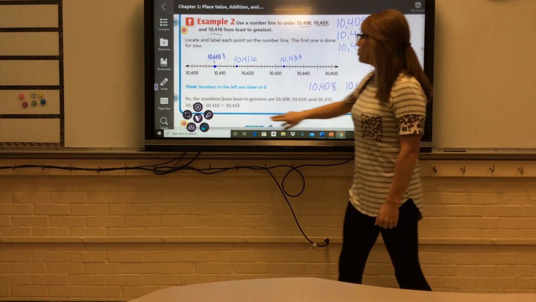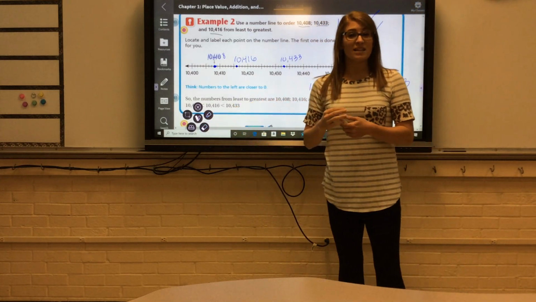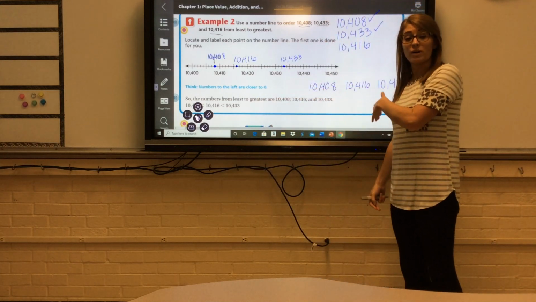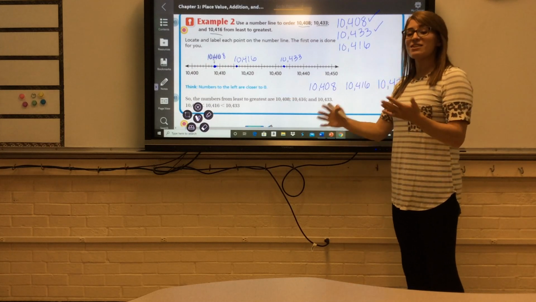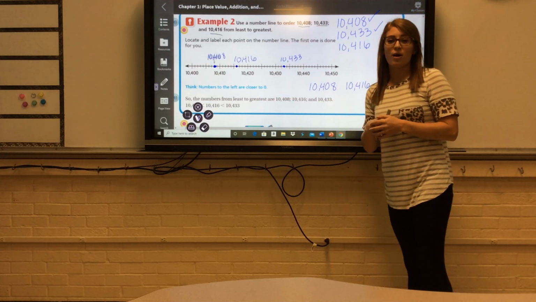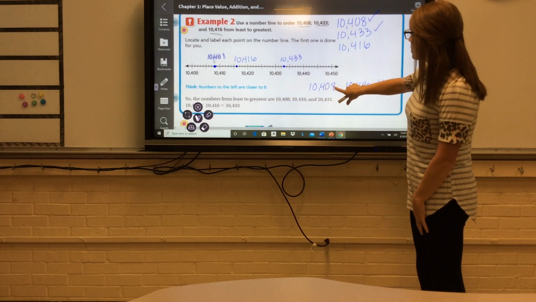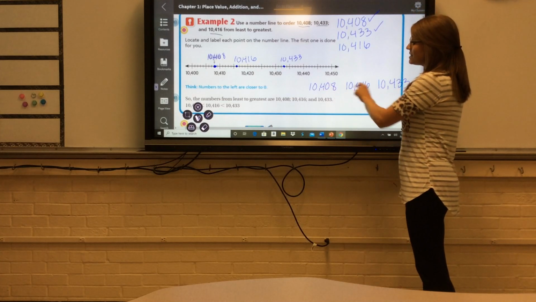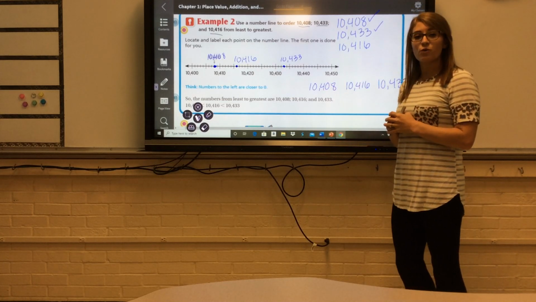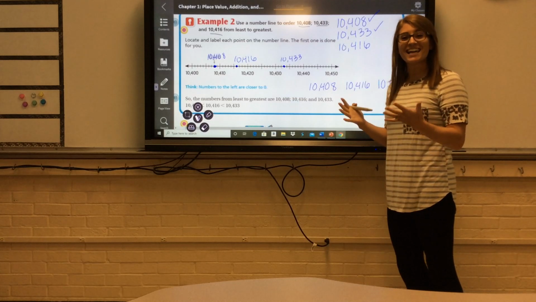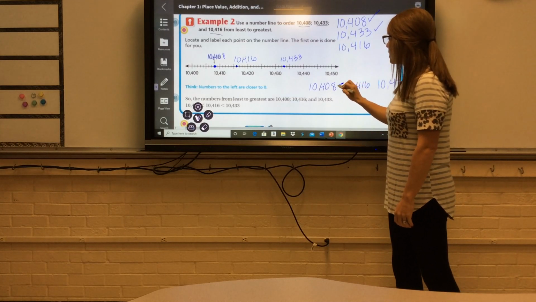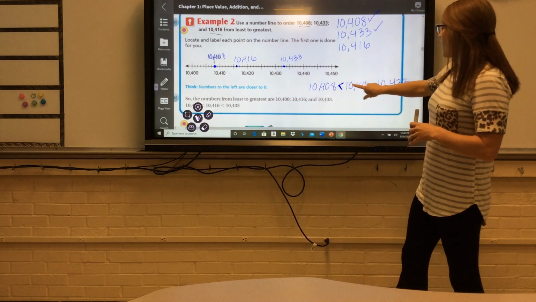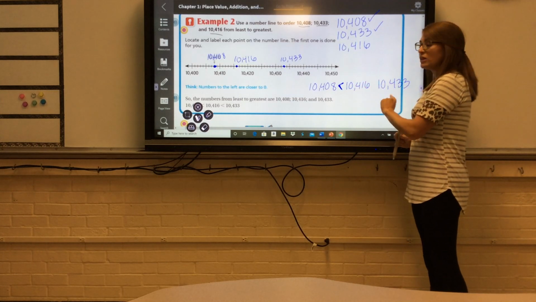Okay, but now I've got to put those greater than or less than symbols in there. So this is how you can do that even with more than 2 numbers. You can do it with 3 numbers, 4 numbers, 5 numbers. As long as you've got them in order, you can use an inequality symbol. Okay, so 10,408 compared to 10,416. Is 10,408 less than or greater than 10,416? Right, it's less than. So we're going to put that less than symbol in there. Remember, less than symbols open up to the right. Very good.